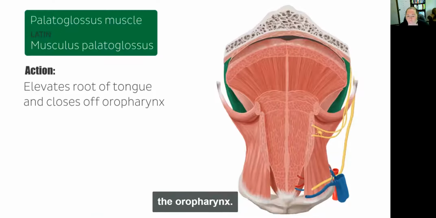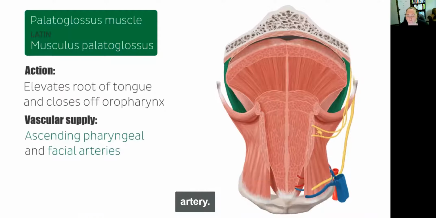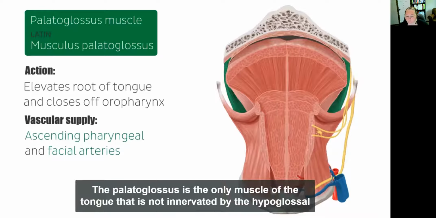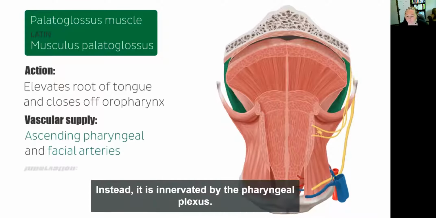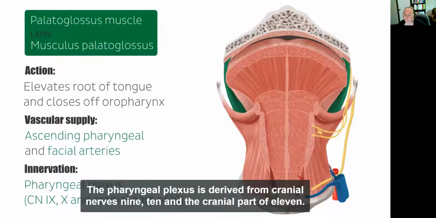It is supplied by the ascending pharyngeal artery, which is a branch of the external carotid artery. It's also supplied by the ascending palatine branch of the facial artery. The palatoglossus is the only muscle of the tongue that is not innervated by the hypoglossal nerve. Instead, it is innervated by the pharyngeal plexus. The pharyngeal plexus is derived from cranial nerves 9, 10, and the cranial part of 11.